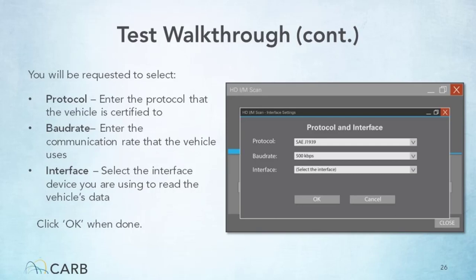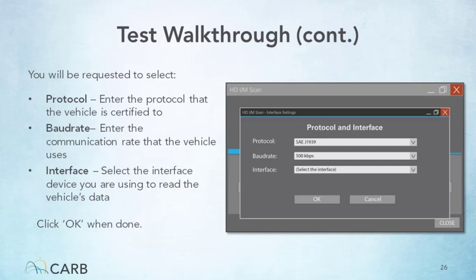The test will be performed in one of three protocol and baud rate combinations. These are J1939 at 250 kilobytes per second, J1939 at 500 kilobytes per second, or J1979 at 500 kilobytes per second. Note that the J1979 communication protocol only uses a 500 kilobytes per second baud rate, while the J1939 can use either 250 kilobytes per second or 500 kilobytes per second.